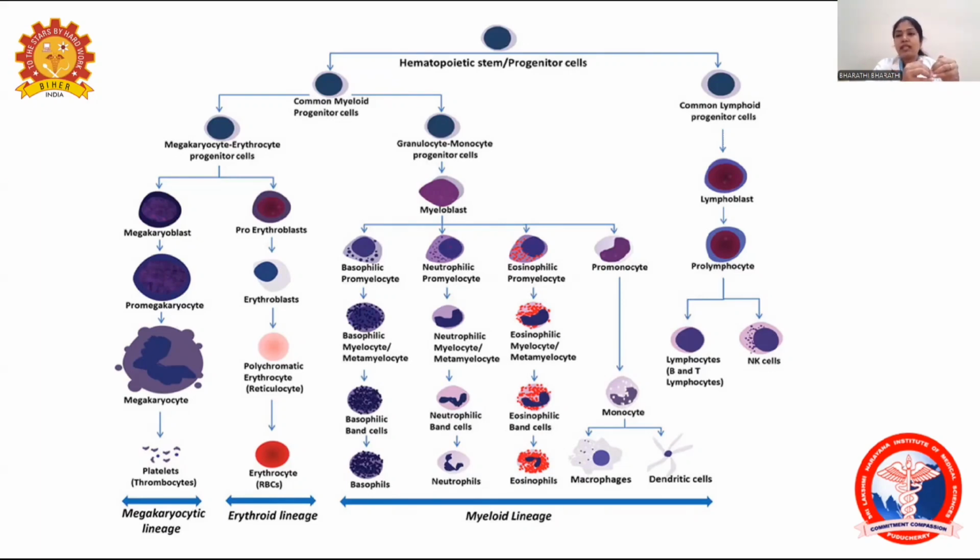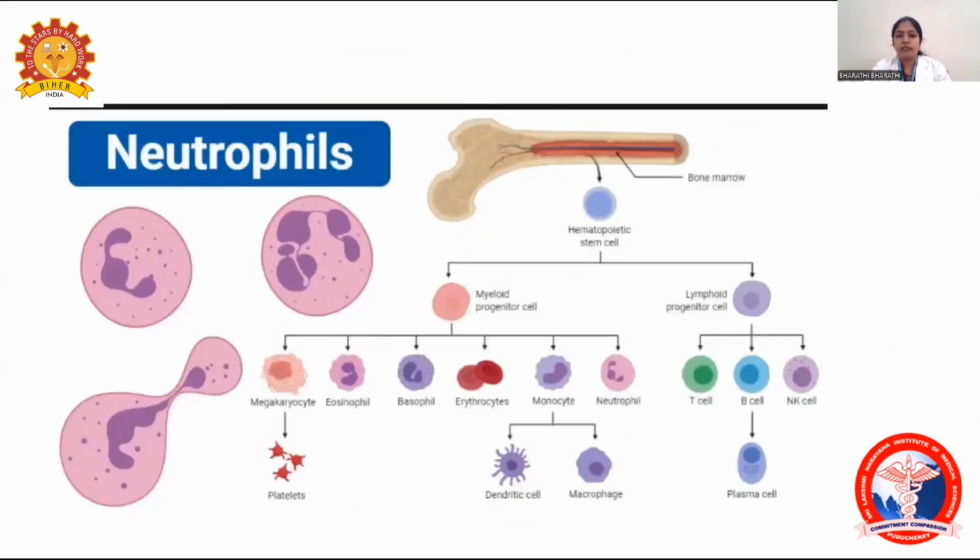All these give rise to mature RBCs, mature WBCs except lymphocytes, and mature platelets. Next, the common lymphoid progenitor cells give rise to lymphocytes. This topic, this thing you should be very clear. So now let us discuss.